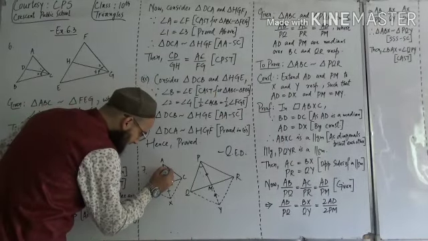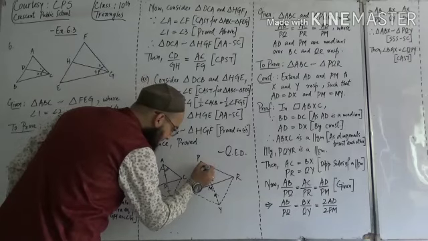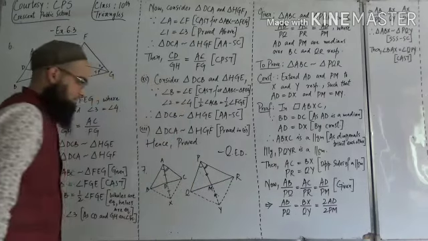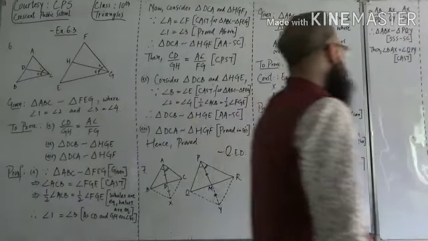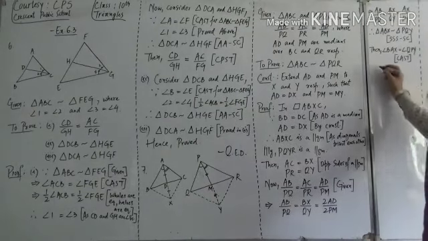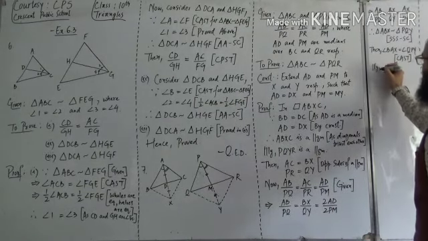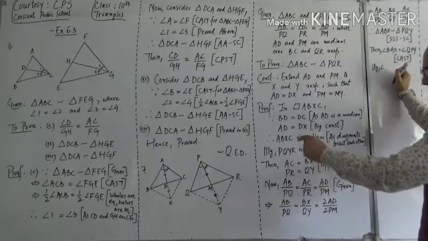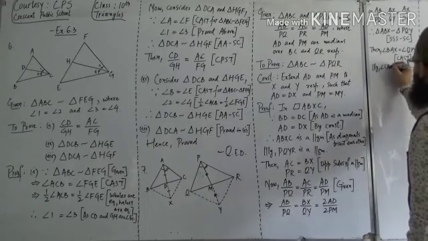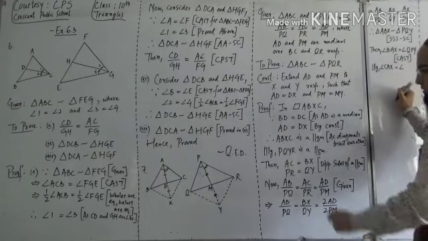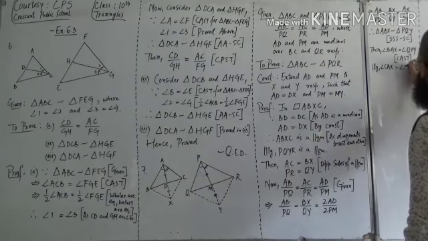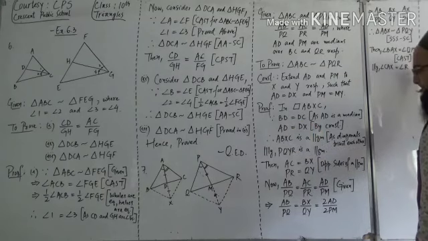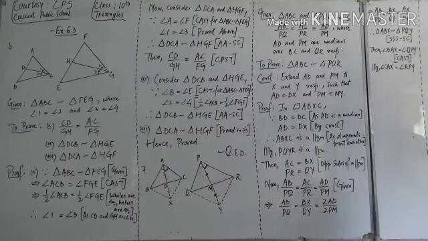You will get this angle equal to this angle. So under similar procedure, you will get this angle is equal to this angle. So I'll do similarly. Similarly, angle CAX is equal to angle RPY. This is the similar argument.